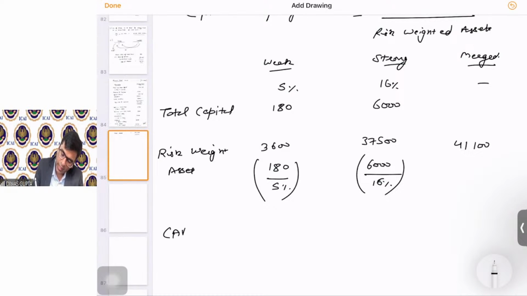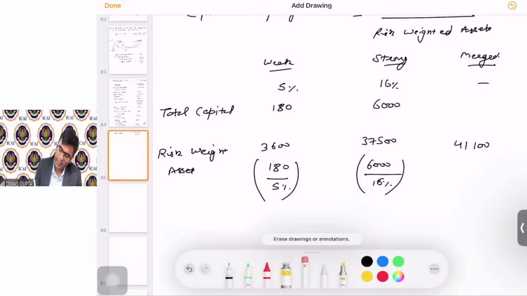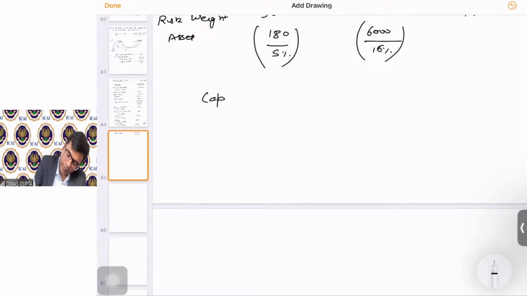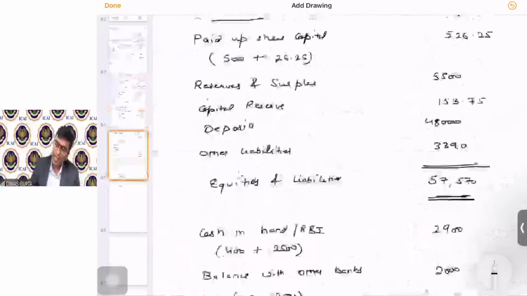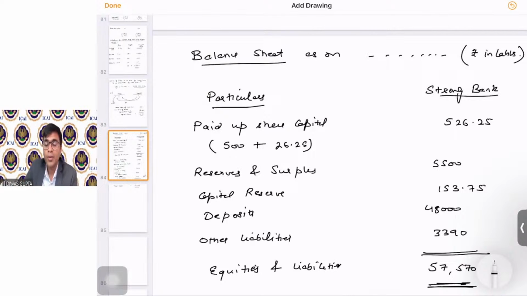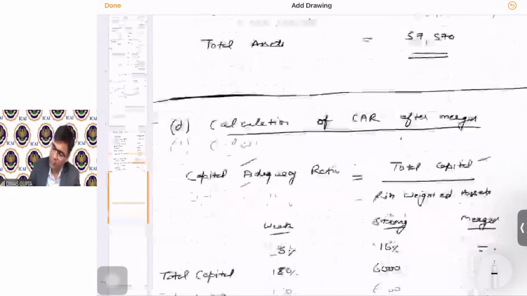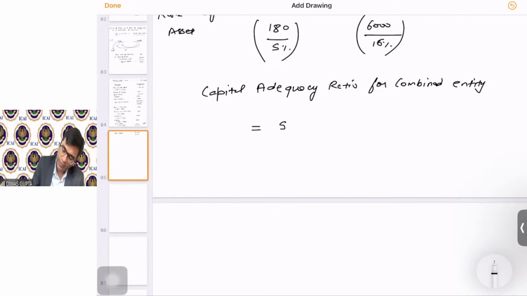Now the CAR. Let us write the complete full form. Capital adequacy ratio for the combined entity becomes, we have just now prepared the balance sheet, students. Can we see what the total capital is? We will take the share capital, the reserves, and also the capital reserve. So 5,500 plus 526.25 plus 153.75. So 6,180.